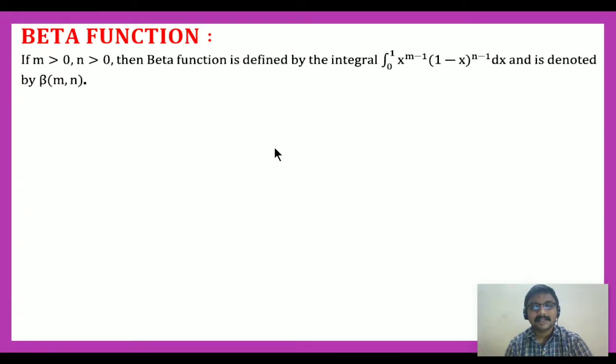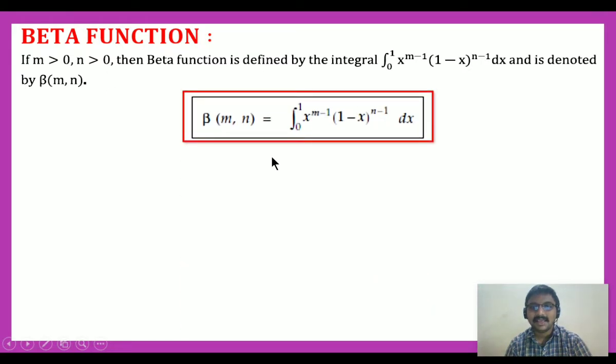Beta function. If m greater than 0, n greater than 0, that is, m and n are positive numbers, then the beta function is defined by the integral from 0 to 1 of x to the power of m minus 1 times (1 minus x) whole to the power of n minus 1 dx, and is denoted by beta of m, n. That is, beta of m, n is the integral from 0 to 1 of x to the power of m minus 1 times (1 minus x) whole power n minus 1 dx.